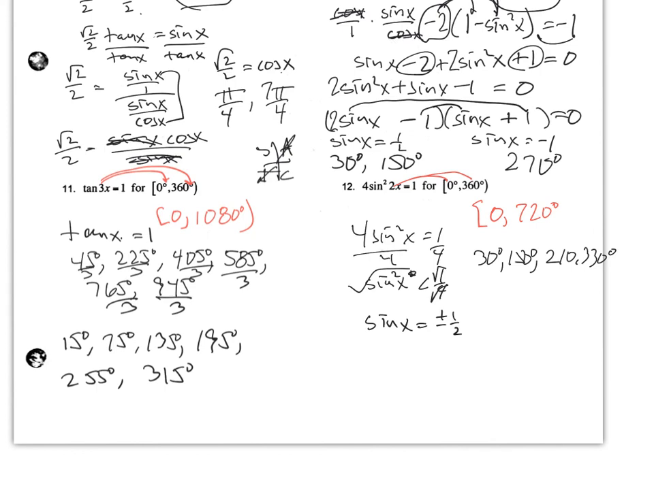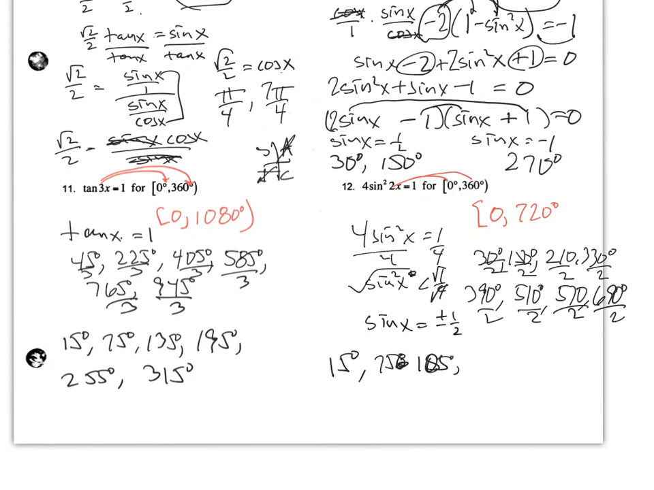Then you add 360 to each one of those. So 390 degrees, 510 degrees, 570 degrees, and 690 degrees. Then you have to go back and divide each one of these by 2. Please don't leave it like this. I just did that to show you what we're dividing by. And the answers are 15 degrees, 75 degrees, oops, 105 degrees, 165 degrees, 195, 255, 285, and 345 degrees.